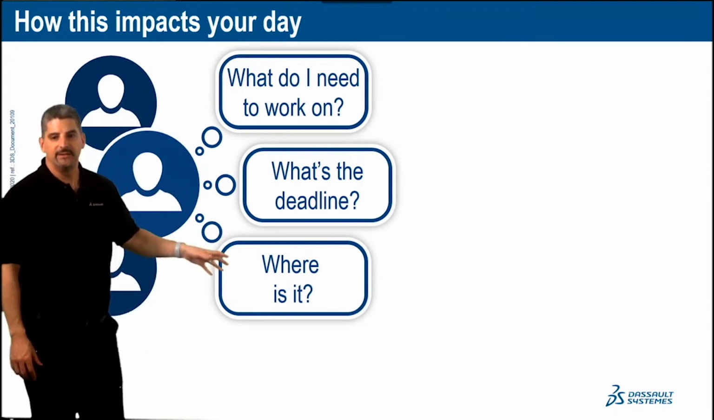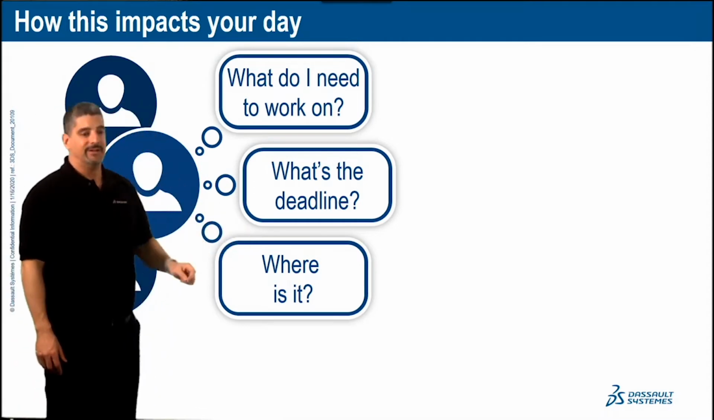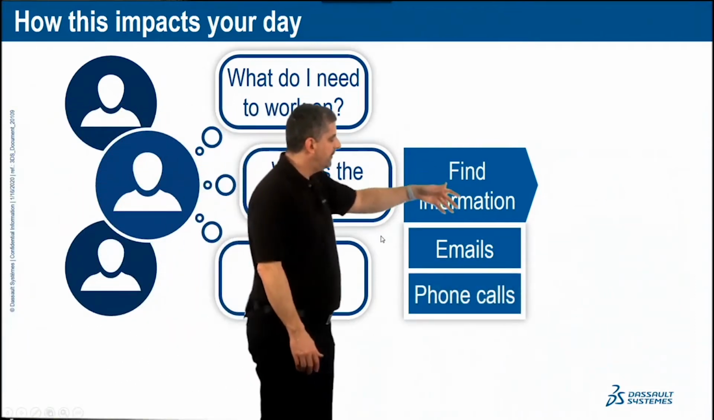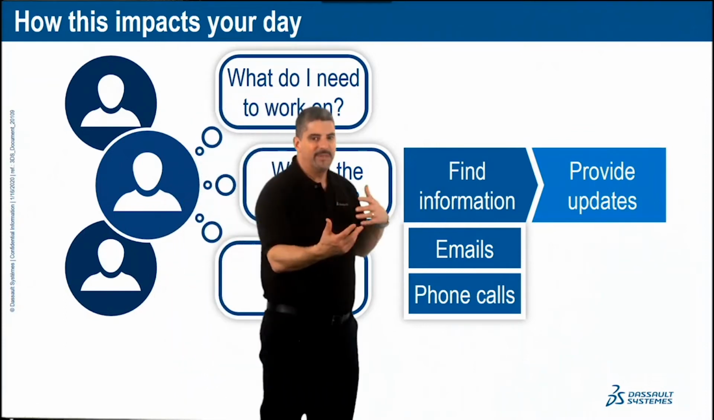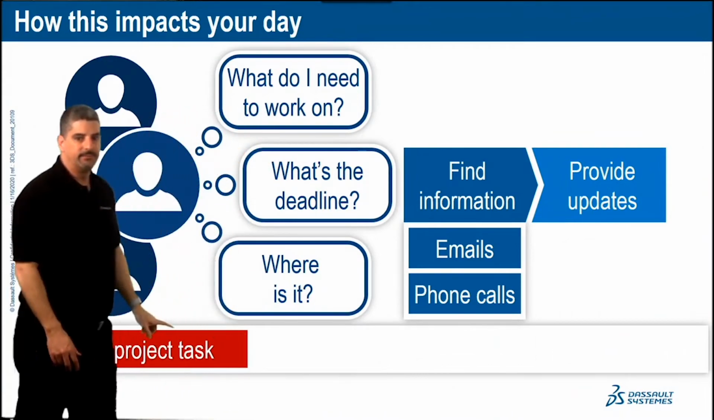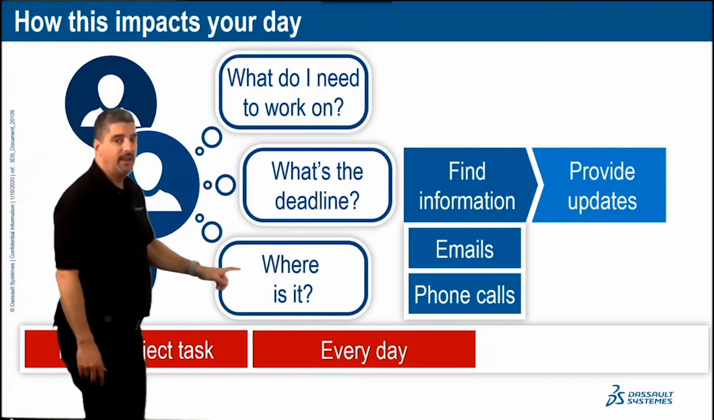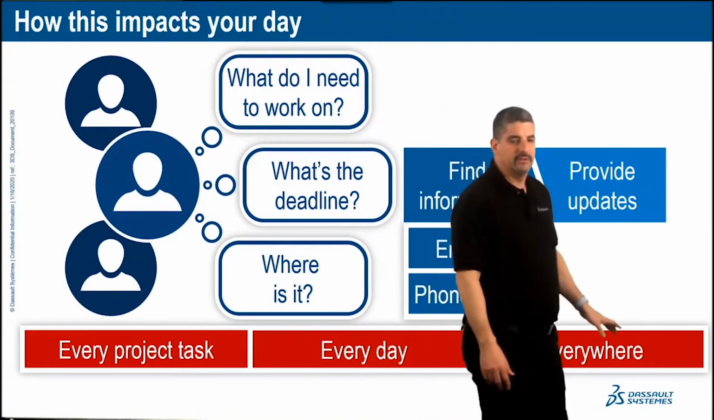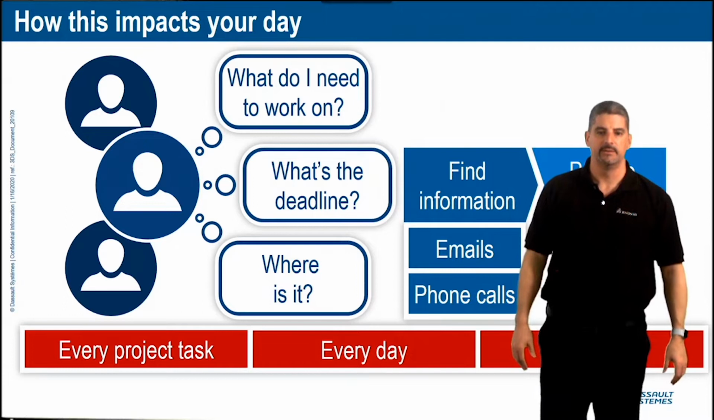There are some crazy stats here about the average amount of time people work on wrong stuff. It's staggering. We can eliminate all this. Because finding emails, information, phone calls, there's a lot of non-value added time in that. Trying to give updates and endless meetings and so on. It's very, very time consuming. By the way, every task, every day, everywhere you go, and every person. No wonder it's so hard to be on time and on budget.